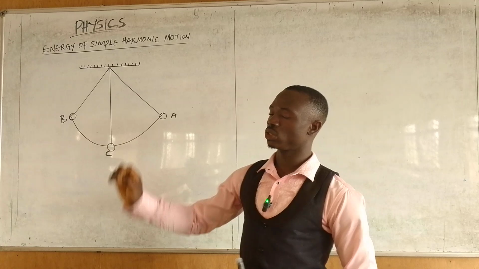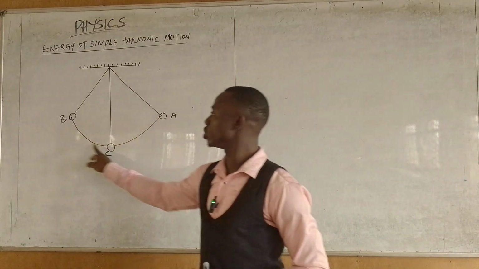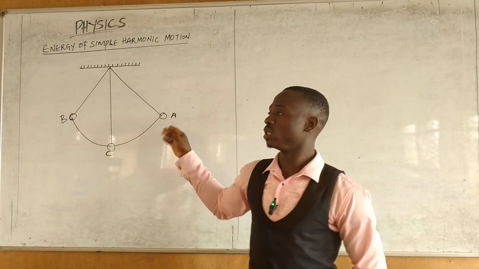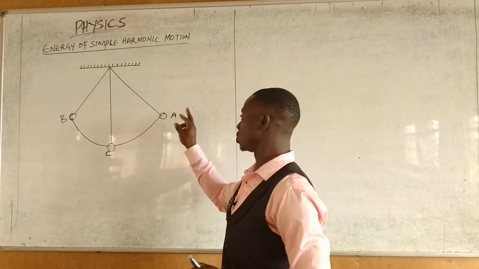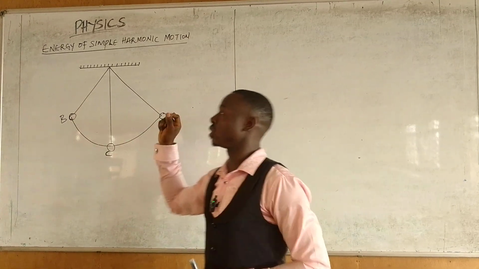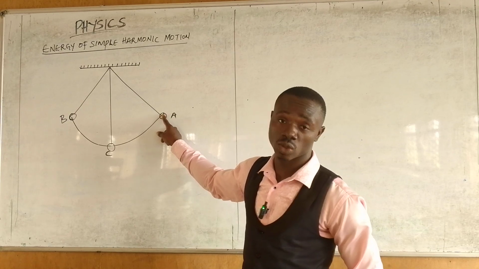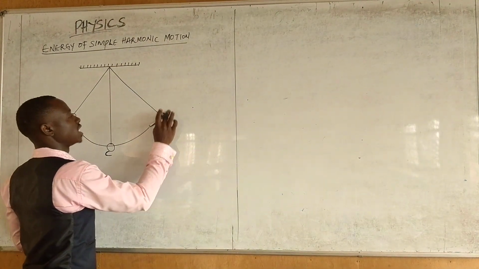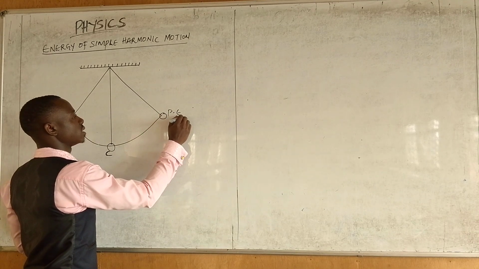Now, what is the energy they are talking about here? Because this bulb, as it's moving to and fro about the equilibrium position C, it has two energies, and the energy is going to be changing from one form to another. So who can tell me what the total energy here is? It is potential, because at this point it has not started moving. So we have PE max here.